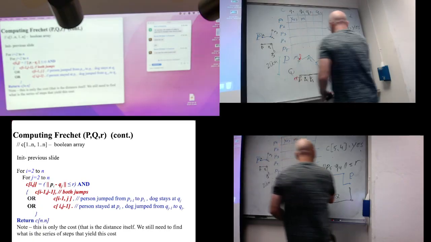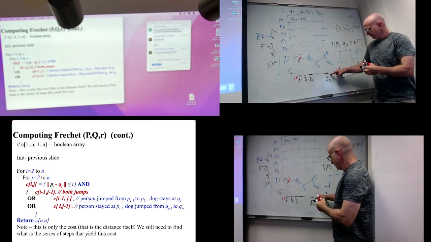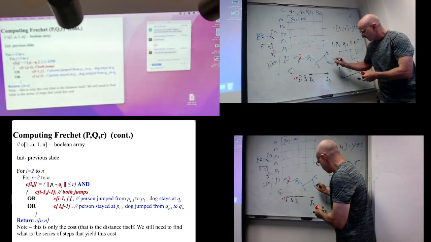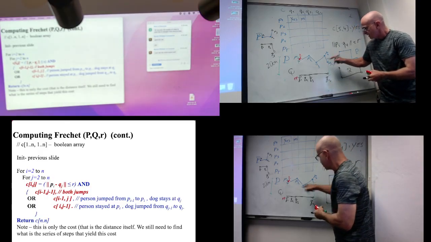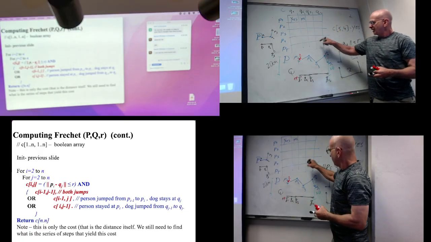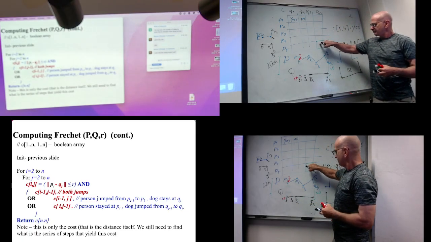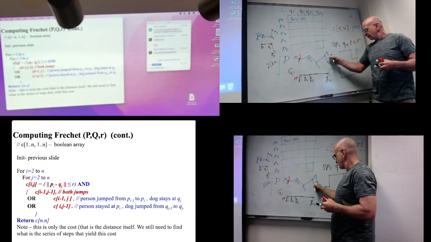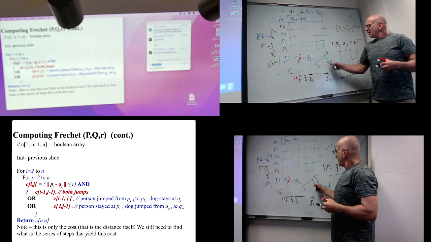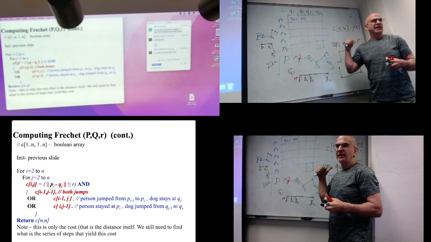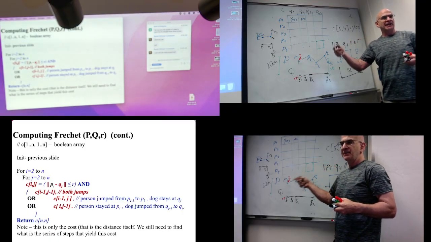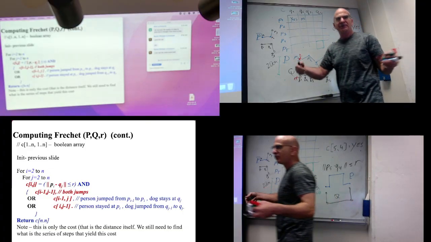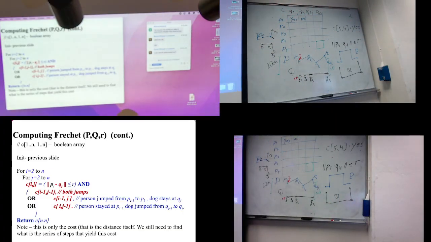In my case, I'm at P5, Q4, and I check the distance at the endpoints, and yes, this distance is less than 20 centimeters. What I'm trying to decide right now is what do I write on this cell? I pass the first condition, this distance is less than R. What happens one time step ago? At every time step, either the dog jumps, or the man jumps, or both jump. Where were they one step ago? Three options.